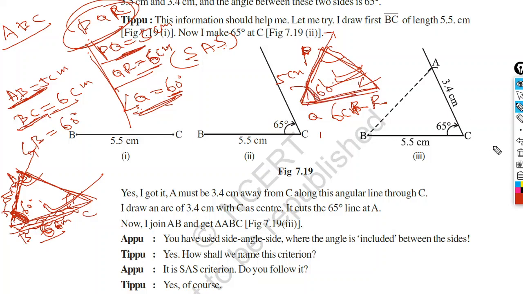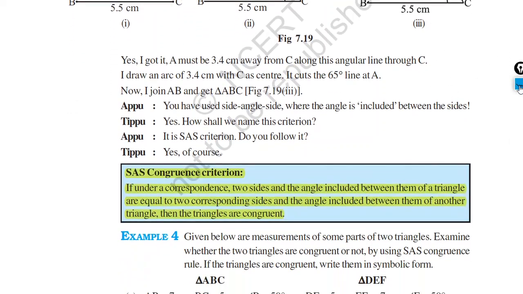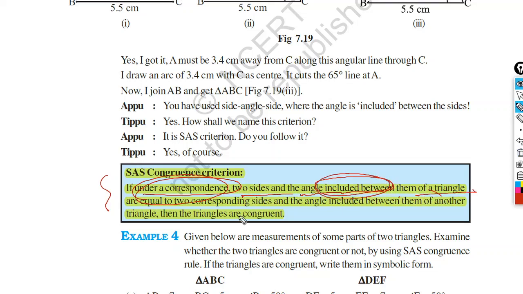So we can write this statement: under certain correspondence, two sides and the angle included between them, this is most important, the angle included between them of a triangle are equal to corresponding sides and the angle included between them of another triangle, then the triangles are congruent, and the congruency criterion is the side angle side congruency criterion. So please remember it. You can use your own words, but please remember the concept.